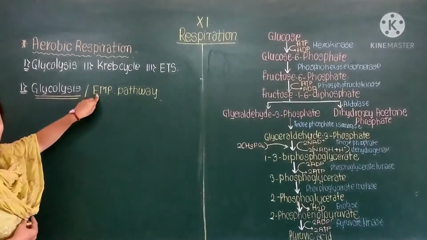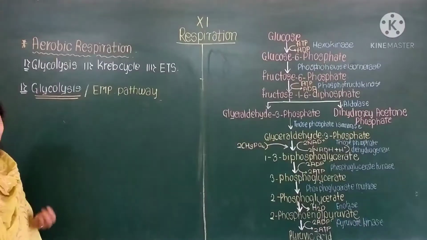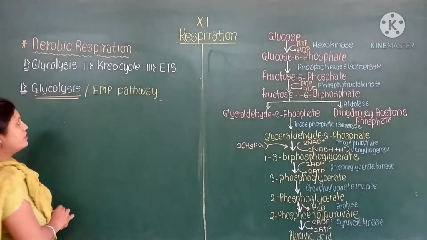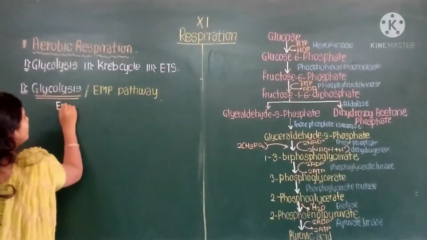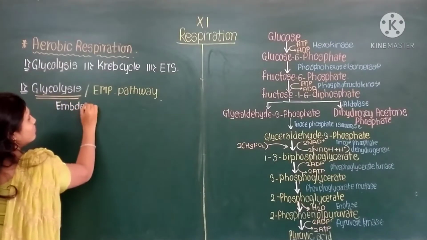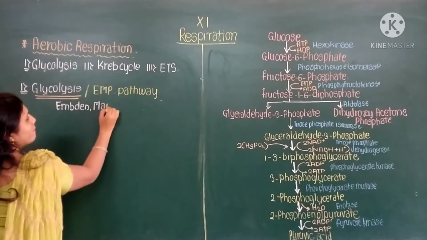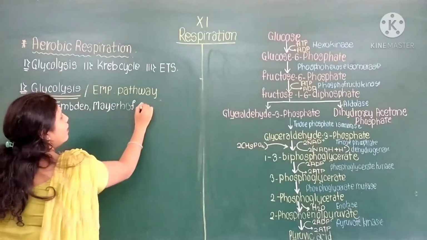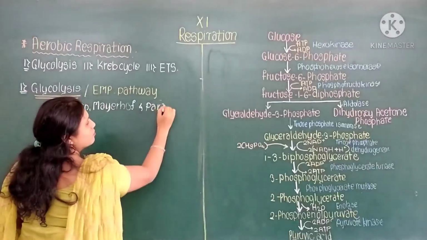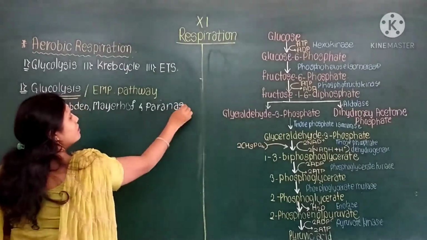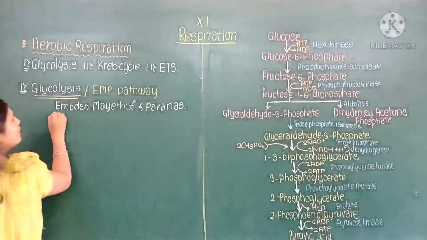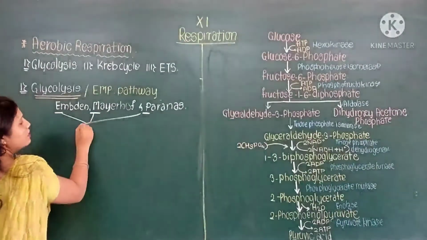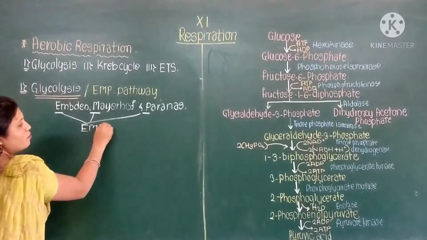Now why is it known as the EMP pathway? Because this glycolysis stage was discovered by 3 scientists. Those scientists' names are Emden, Meyerhoff, and Parnas. So these scientists discovered this pathway. That's why, by their names, this pathway is known as the EMP pathway.